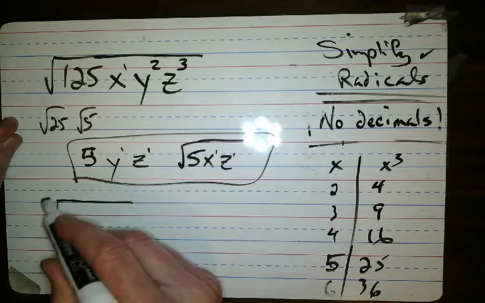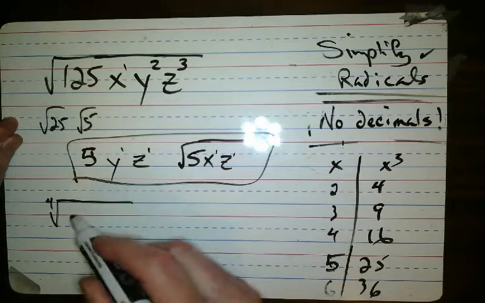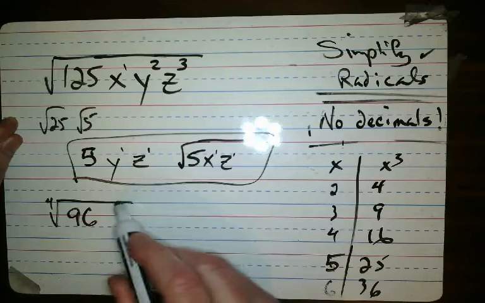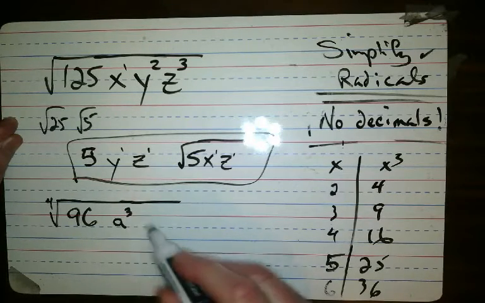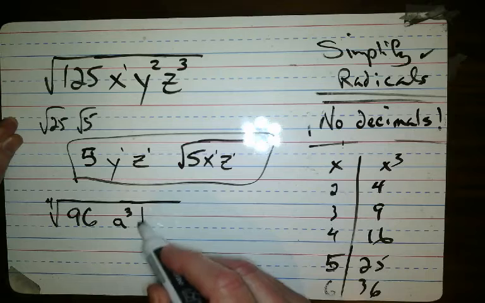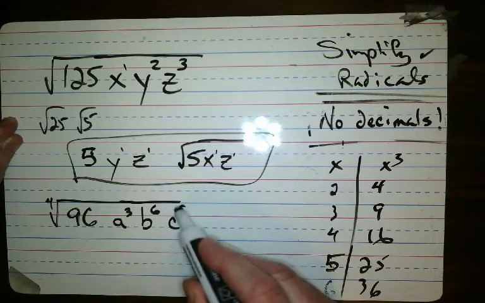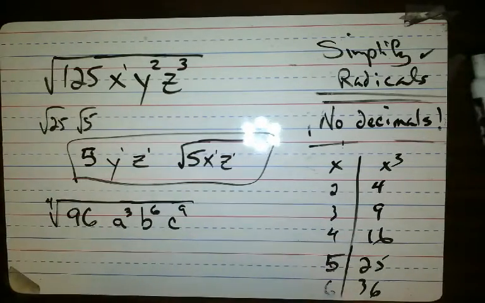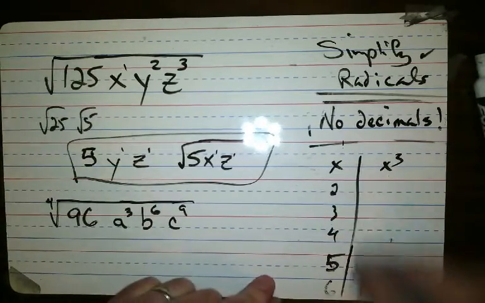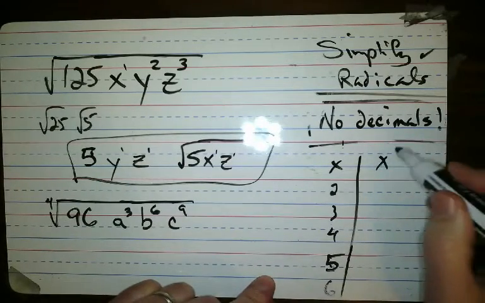Let's try a fourth power. A fourth power? You're crazy. No, I'm not crazy. A3, B6, and C9. How about that? Okay, so now what do we need? We need x to the fourths, right? We need x to the fourth power.